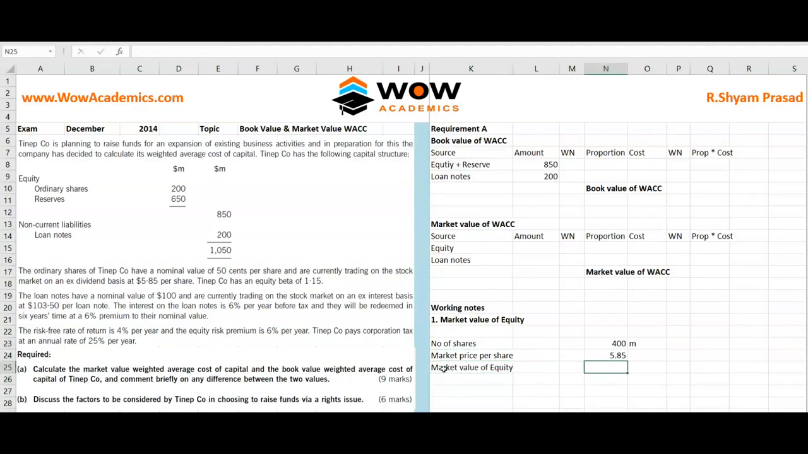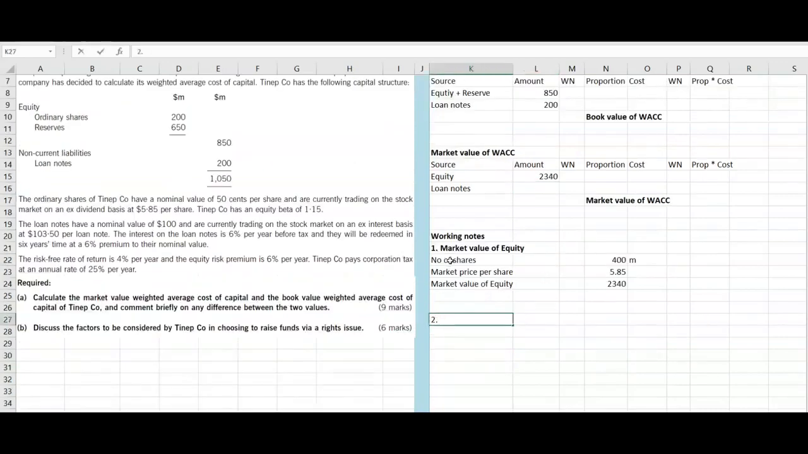Okay, so we can quickly get it. Multiply the number of shares by the share price. You get the answer: 2340 is the market value of equity. So you can put it quickly in the value of shares, 2340. So that's done. Next we'll try to find out the market value of loan notes.